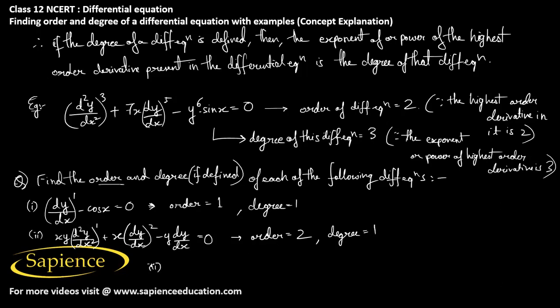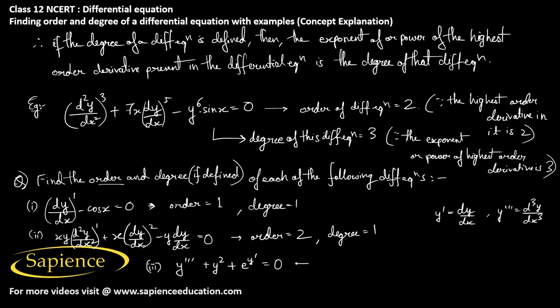And then a third question is also given: find the order and the degree of the differential equation y‴ + y² + e^(y′) = 0, where y′ is dy/dx, the first derivative of y with respect to x, and y‴ is d³y/dx³, the third order derivative of y with respect to x.